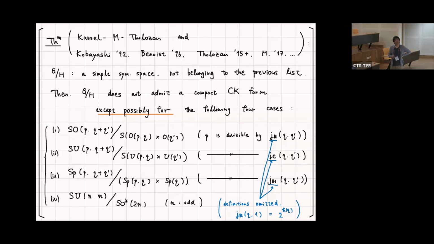So let G mod H be a simply symmetric space that does not belong to the previous list, so that we don't know if it admits a compact quotient. Then we were able to prove that this G mod H in fact does not admit a compact quotient, except possibly for the following 4 cases. I mean, combined with the previous results and our new method, we were able to solve all the existence problem for symmetric space case, also simple, except for these 4 cases.